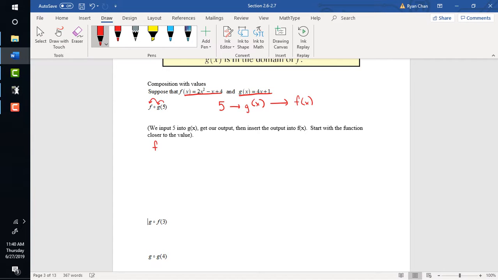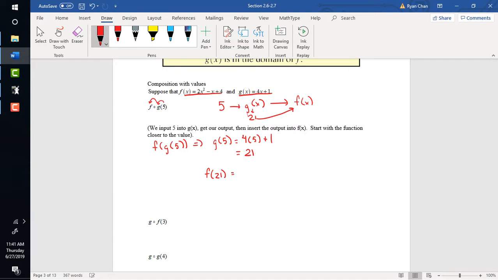So if I do f of g of 5, I'm writing it in a different way. Remember, either one of these is fine, with a middle circle or with parentheses. So the idea is I plug 5 into g of x. g of 5 is equal to 4 times 5 plus 1, and then just some basic math, that will become 21, okay? So this 21 now goes to f of x. So I'm going to do f of 21.